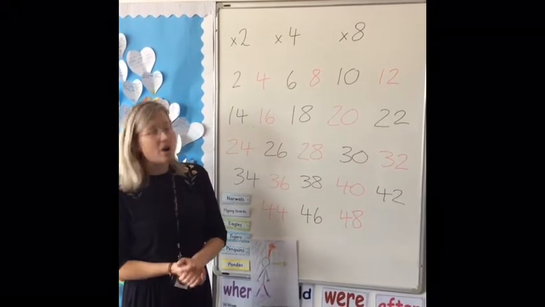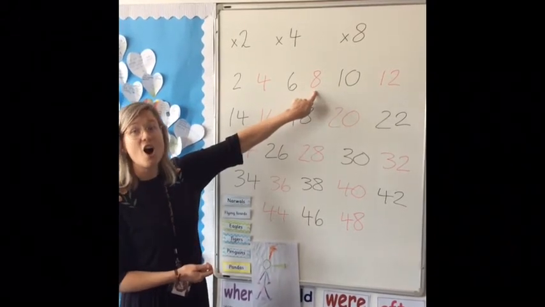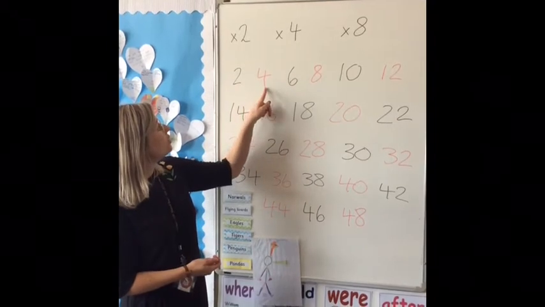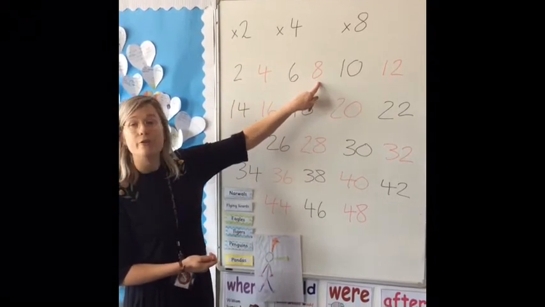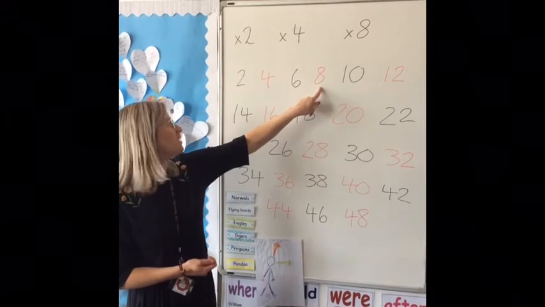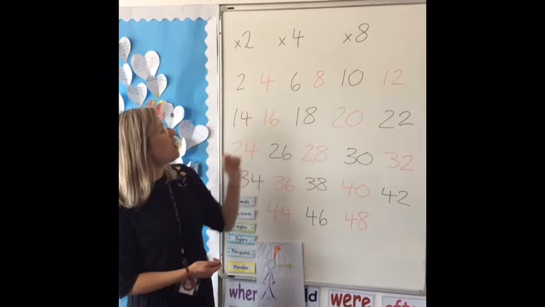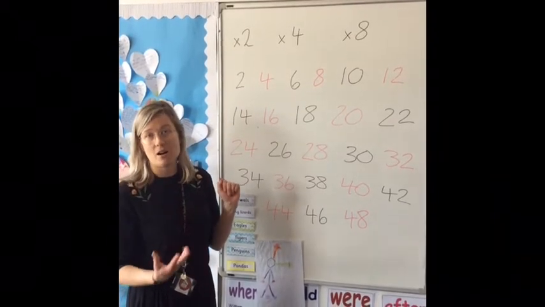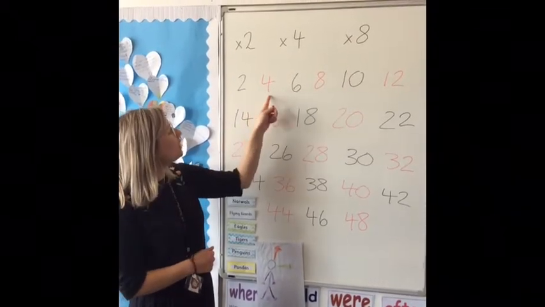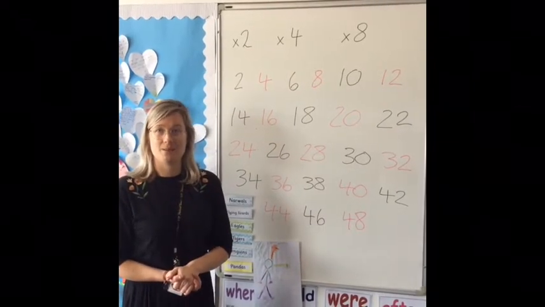For example, if I wanted to find out how many 2s were in the number 8, I would count 1, 2, 3, 4. 4 2s are in the number 8. Now I would like to know how many 4s are in the number 8. So I would just count the red numbers because they are our 4 times table. 1, 2. There are 2 4s in the number 8.